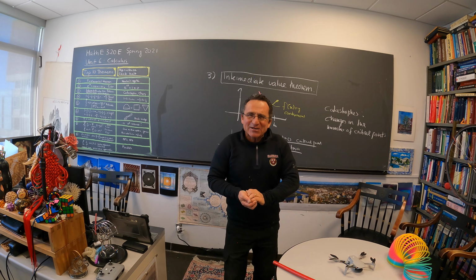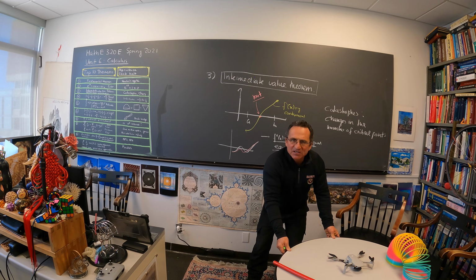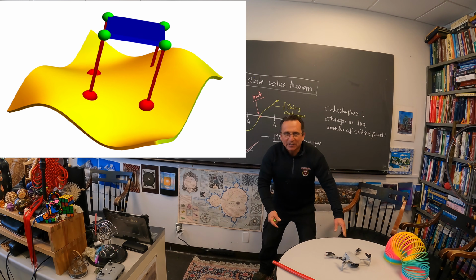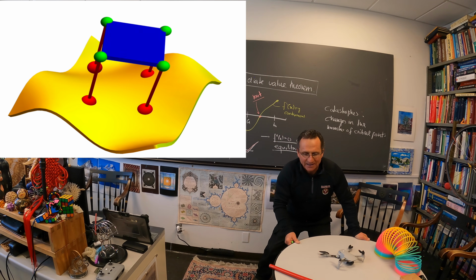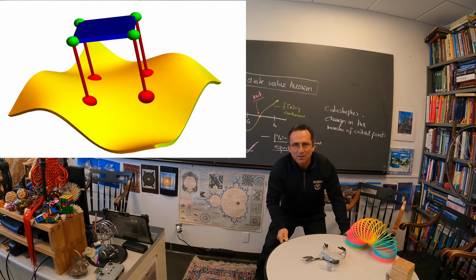My favorite application of the intermediate value theorem is the wobbly table theorem. You see this table is wobbling. I don't know whether one can see this. This table is wobbling, but the theorem is that I can turn it, and after some angle, it doesn't wobble anymore.